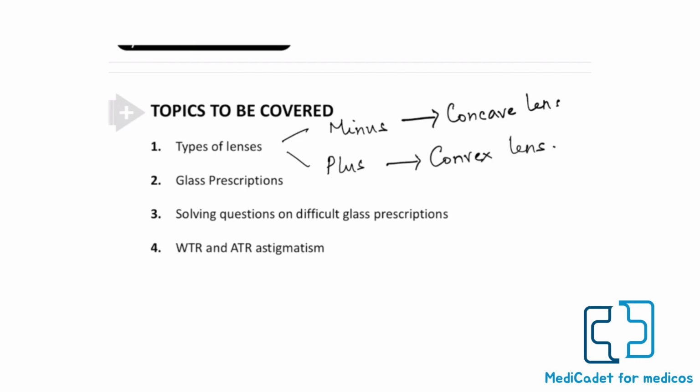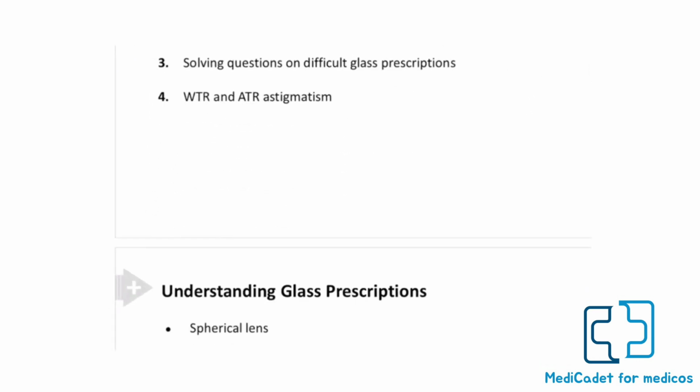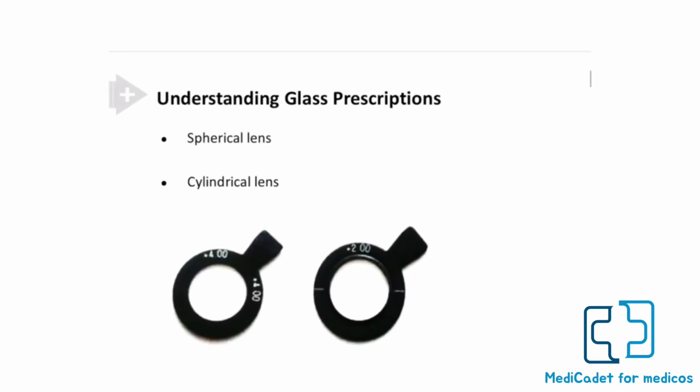Now, if you have seen the lenses in the trial frame with which we do our refraction, you will see that some of the lenses are red in color usually and the others are black in color. So conventionally, the red lenses are the minus ones, the concave lenses, and the black ones are the plus lenses, that is the convex lenses. Okay, so apart from this, there is another way of classifying lenses, that is whether they are spherical lenses or cylindrical lenses. That is another way of classifying lenses.